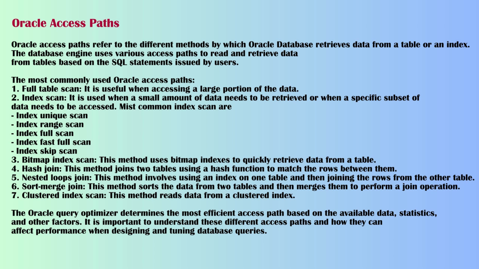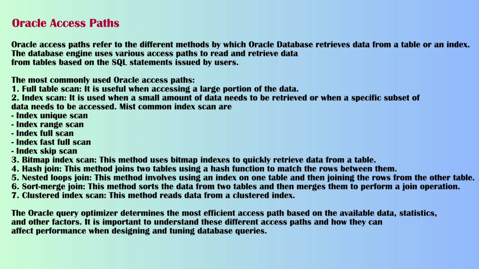Index Skip Scan. In Oracle, an index skip scan is a technique used to improve the performance of a query when a composite index is available, but the leading column of the index is not used in the query's filter conditions. To enable the skip scan in a query, you can use the skip_scan hint or set the optimizer parameter optimizer_use_skips to true.